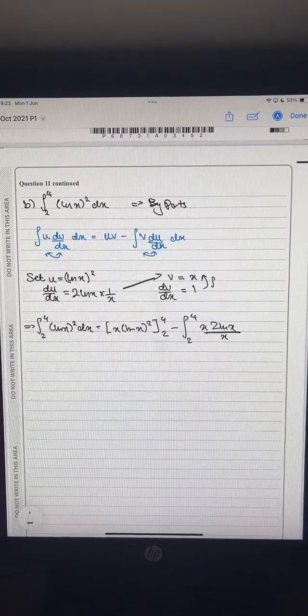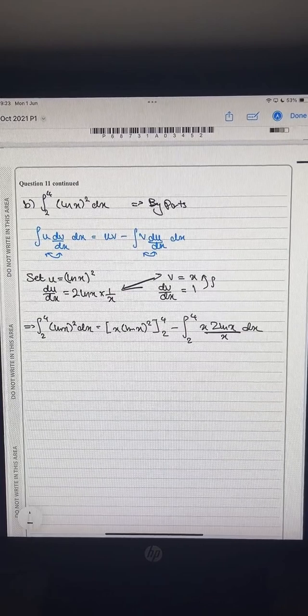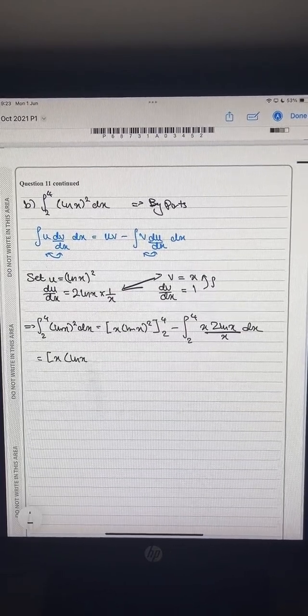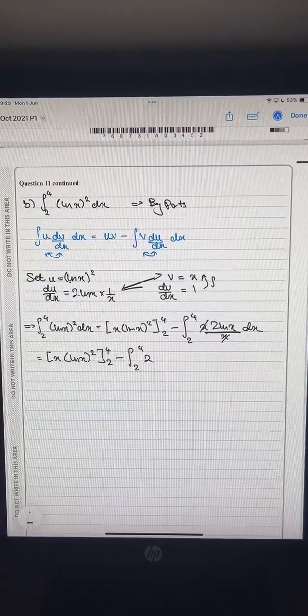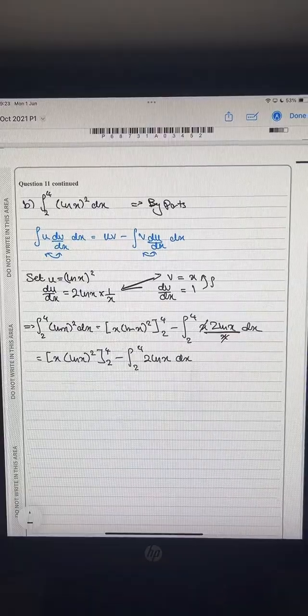So I've just multiplied this thing and this thing across with respect to x. Okay, cool. So now if I just clean this up, ln x squared from 4 to 2 minus the integral from 2 to 4, these cancel. Then I just have 2 ln x with respect to x.